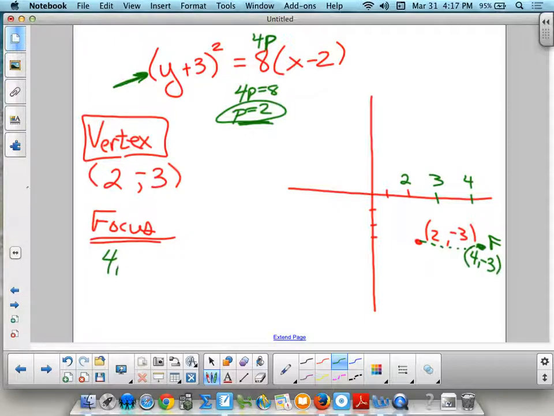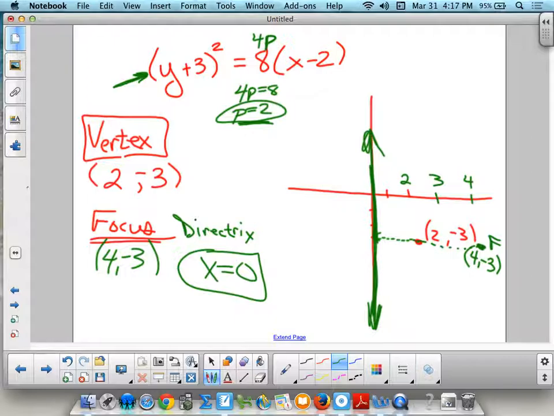4 comma negative 3 is the focus. Next, directrix. The directrix is just, instead of going forward 2, use your p-value, go backwards 2. It's right here. It's a vertical line, up, down. So that would be the directrix. I call that x equals 0.